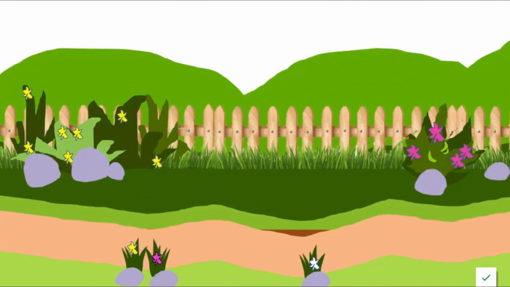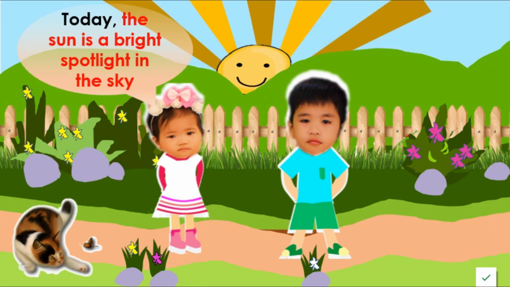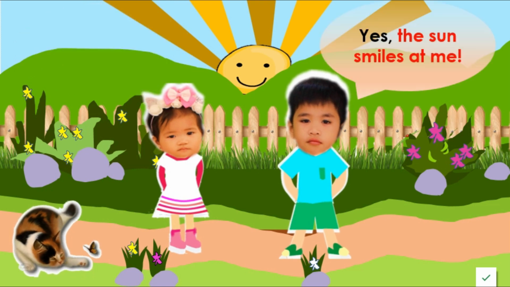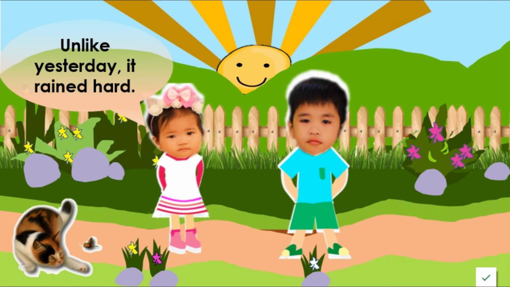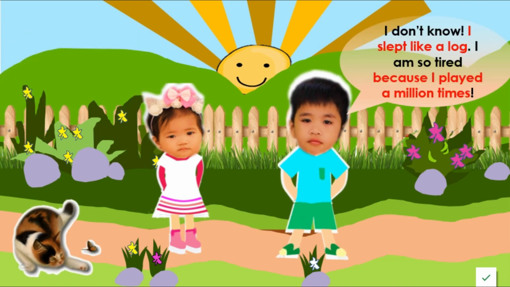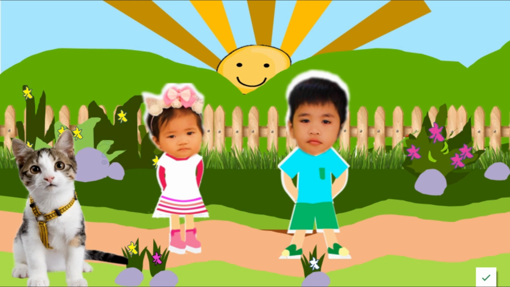One morning, while the two kids are walking in the garden, "Today, the sun is a bright spotlight in the sky." "Yes, the sun smiles at me." "Unlike yesterday, it rained hard." "And I know I slept like a log. I'm so tired because I played a million times."